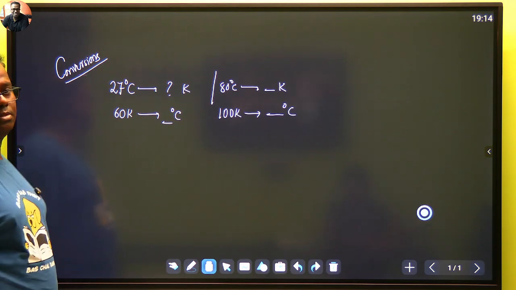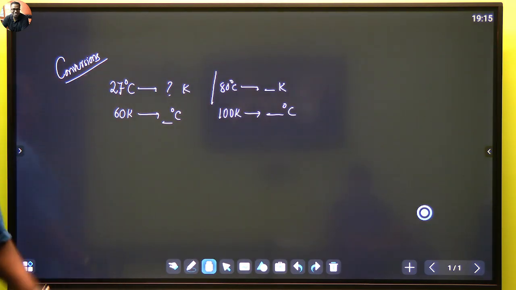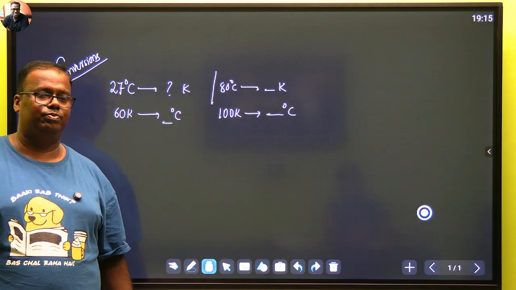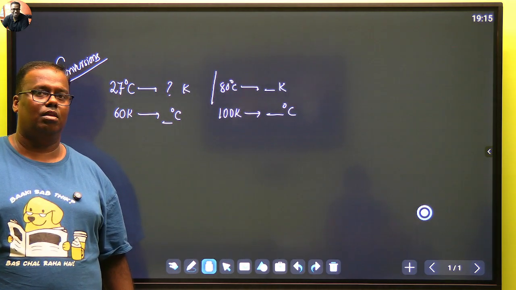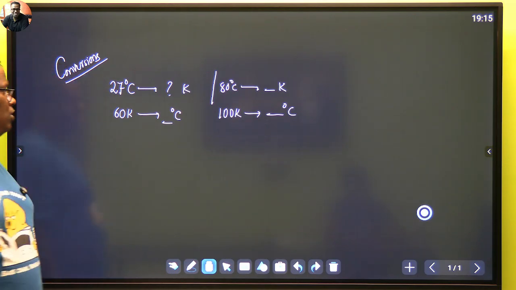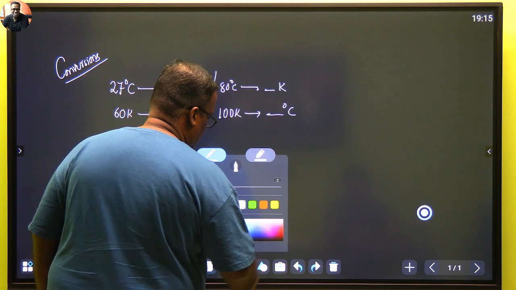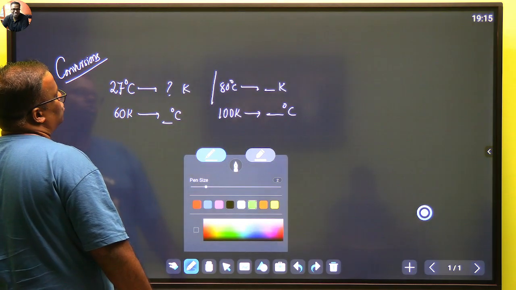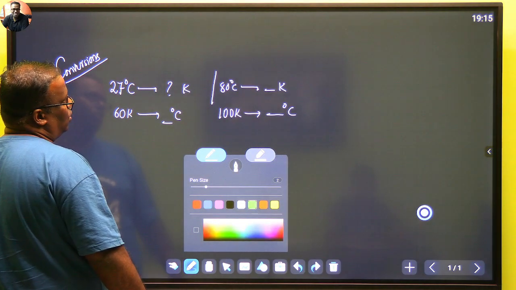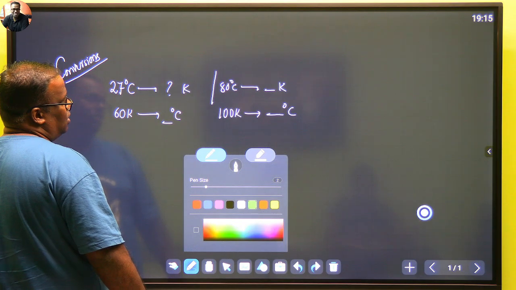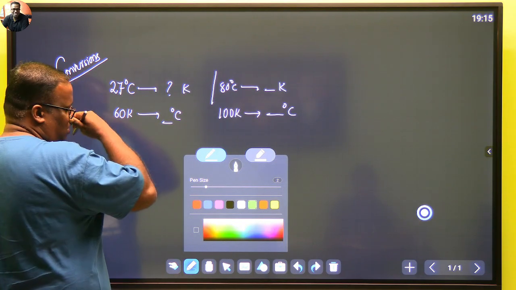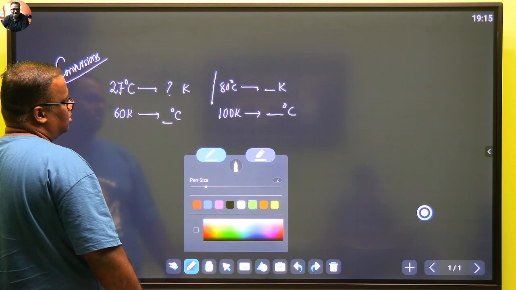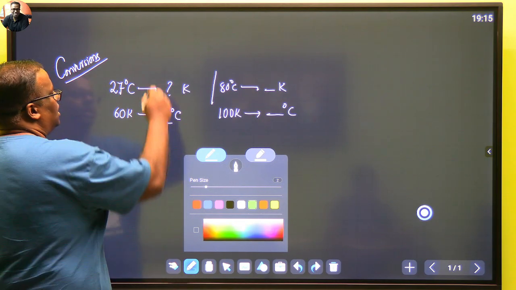Whoever has done it can tell me the figures, I can write them so we can cross-check. The first one, 290 Kelvin? First one is how much? 273 is 0 degrees Celsius, so you add 27 with it. 273 plus 27, how much are you getting? 300. Yes, 300 Kelvin.